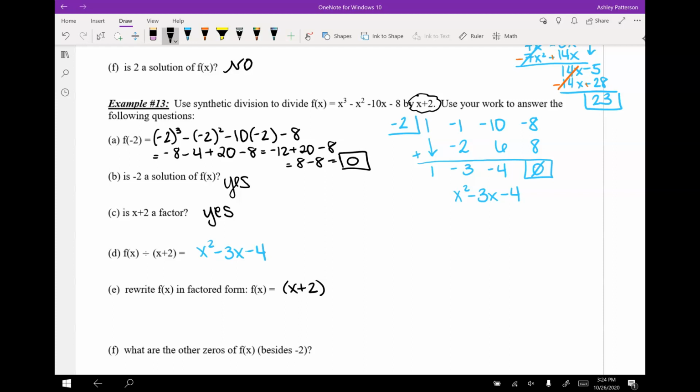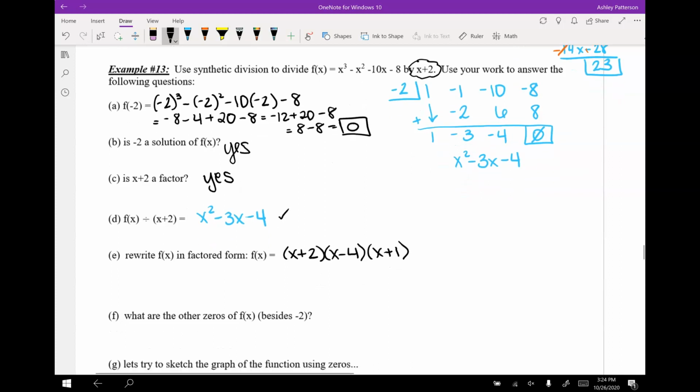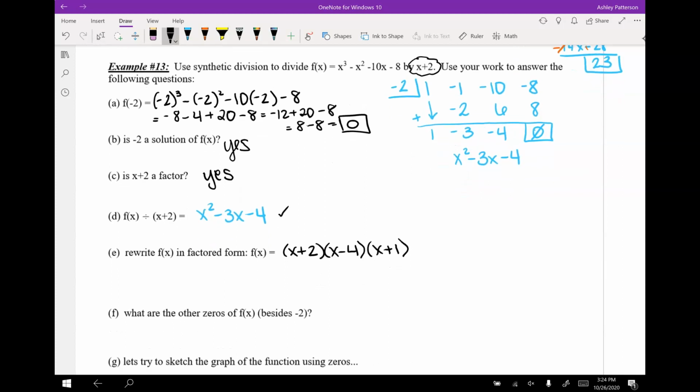Okay, now, what's left over? Can it factor? Well, yeah, what two numbers multiply to -4 and add to -3? I'm going to say x minus 4 and x plus 1, ladies and gentlemen. There is that cubic in complete factored form. So what are the other zeros? Well, x would equal 4 and -1. How do we know? We took both of these binomials and set them equal to 0 to solve.